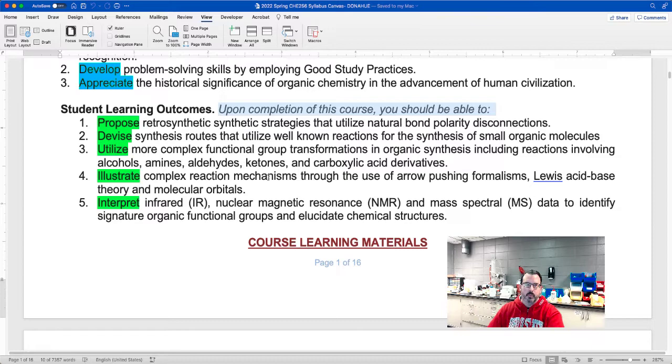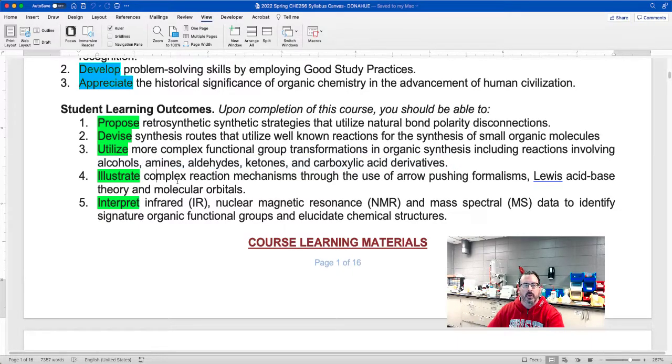Number 3, utilize more complex functional group transformations in organic synthesis, including reactions involving alcohols, amines, aldehydes, ketones, and carboxylic acids. And so that order follows the oxidation state order of the modules that we'll talk about this semester.